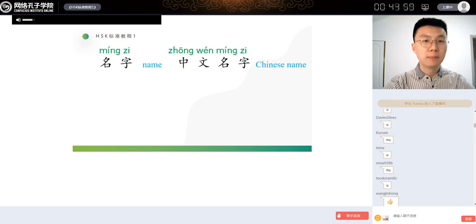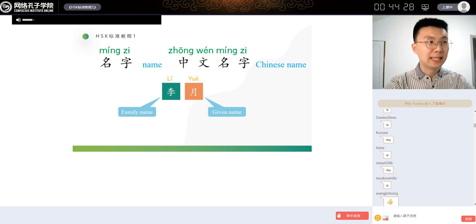Let's look at this. 名字 means name. So Chinese name, we can say 中文名字. Do you have a Chinese name? Now let's learn some knowledge about Chinese names. Here I give you a typical Chinese name. 李月. In this Chinese name, 李 is a family name. 月 is a given name.